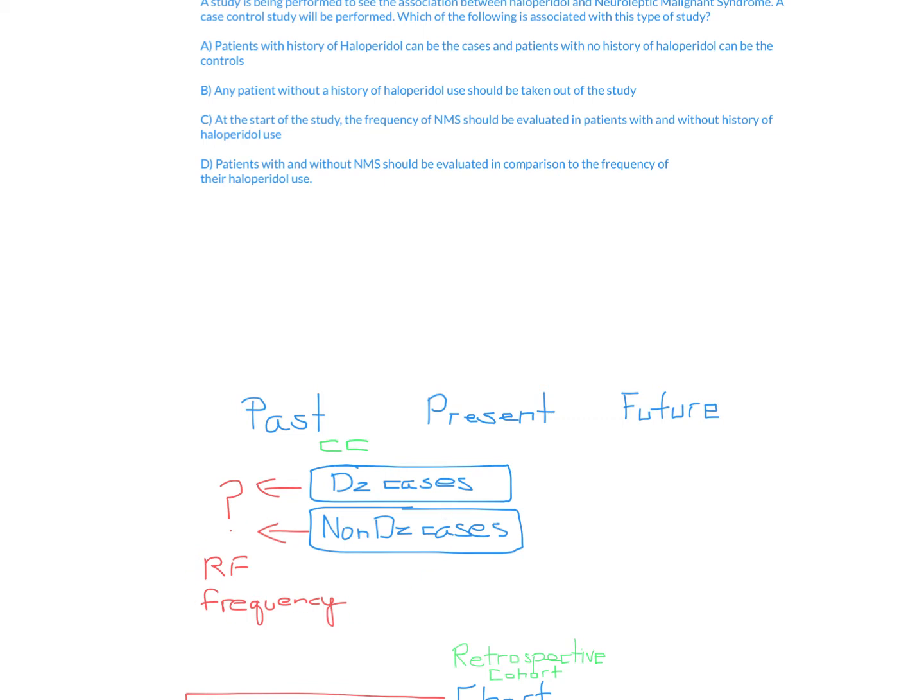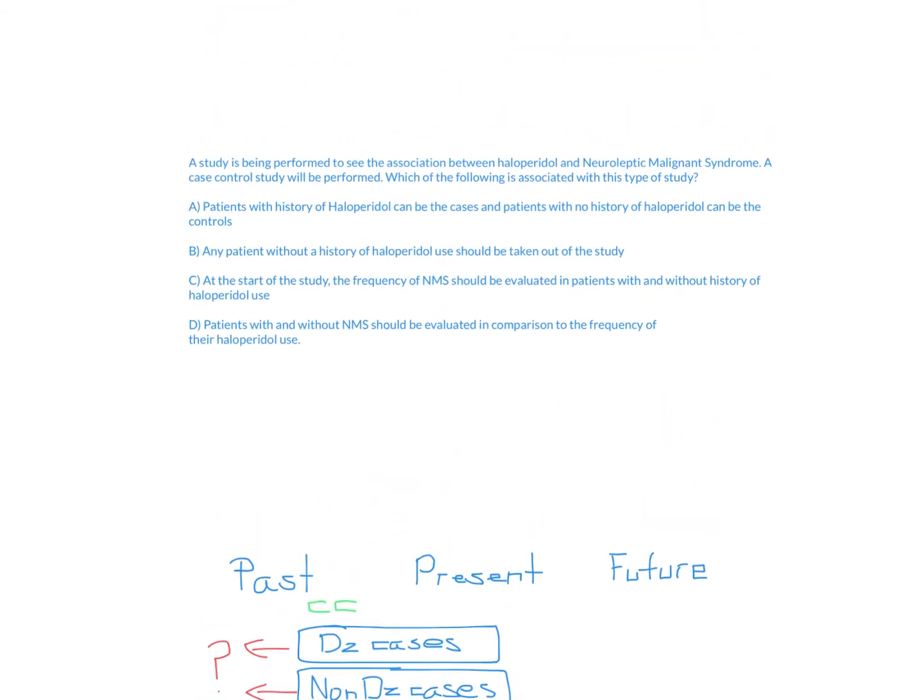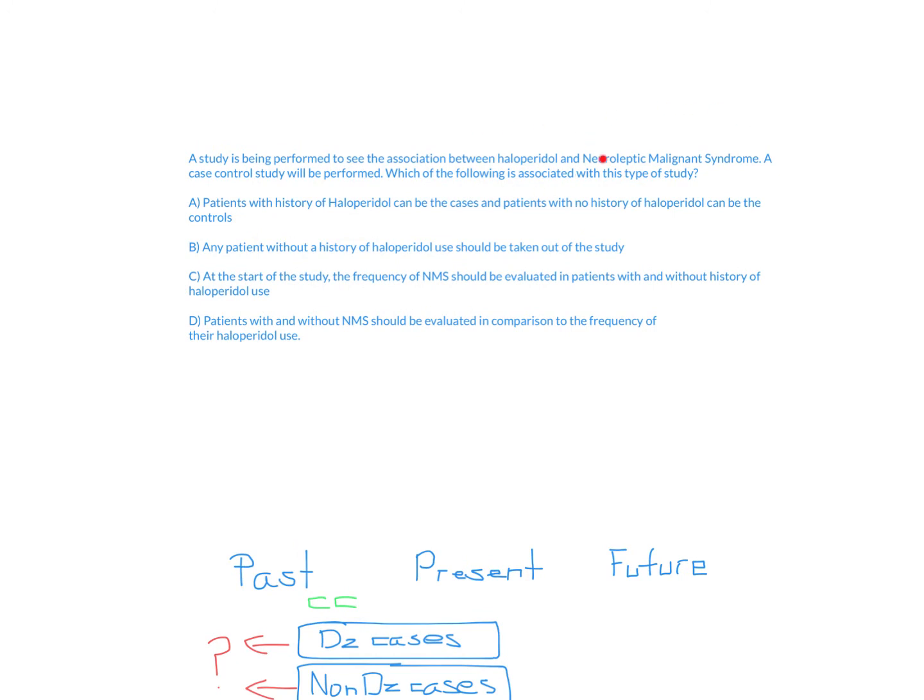But in the present day, you're starting off with people that have the disease and people that don't. In this case, the two variables are going to be a drug and the disease. So you're going to look for an answer choice that has the disease they're going to start with. You want a group of people with the disease and a group without the disease, and you're going into the past to look for a risk factor, which in this case is the haloperidol. This is the only answer choice that does that. You have a group with and without the disease process, which is NMS, and then you're going to look for their frequency of haloperidol use.